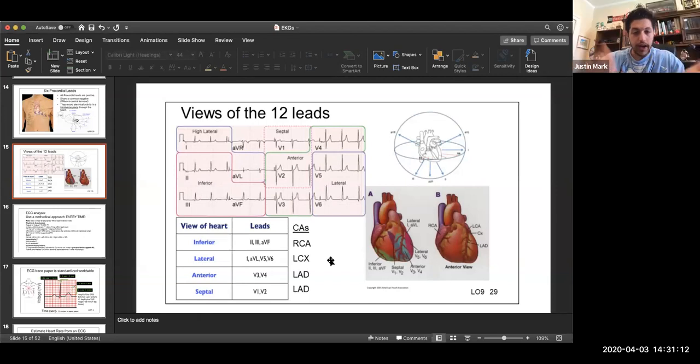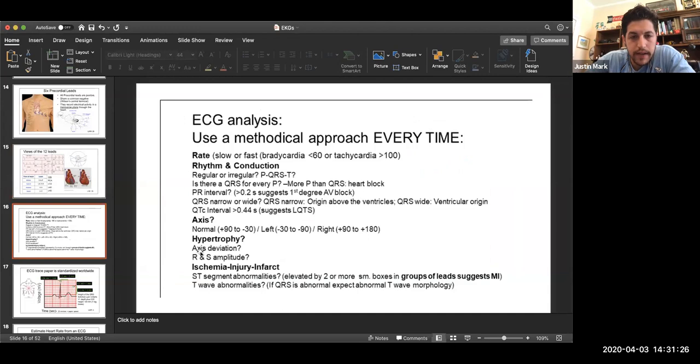Yeah, so you guys, like I said, have to memorize this chart. This is very important here. I'm not going to go through each one, but we're going to see this a little bit later too when I start talking about ischemia and infarct. So this is a slide that's very important.